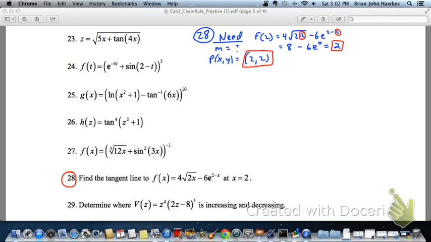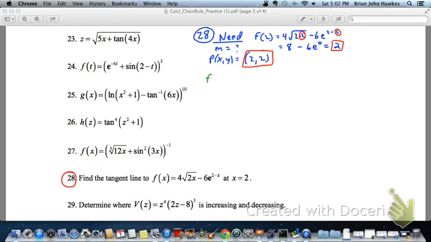Okay? And how do we find the slope? Well, we have to find the derivative of f of x. And so the derivative of f of x, let me choose a different color, green. So f prime is equal to the derivative of the first function.